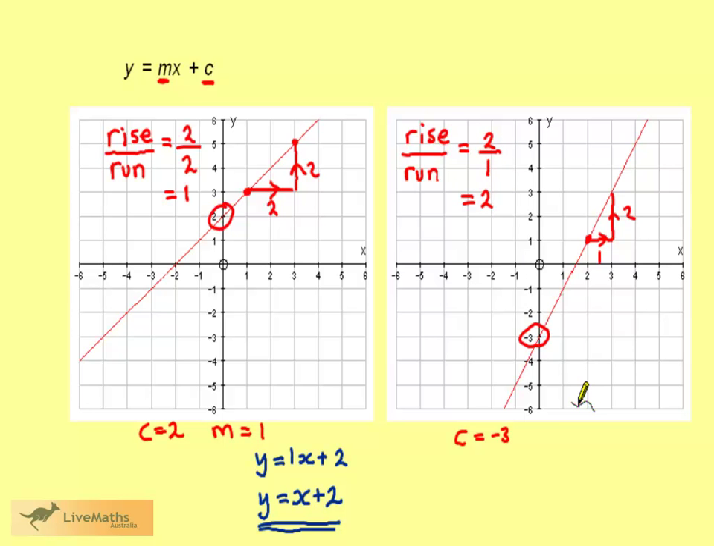It doesn't matter how large you choose this triangle. If you went across by 2 units, you'd find you go up by 4, and 4 divided by 2 is also 2. So we've found that the gradient is equal to 2. Substitute these values back into y equals mx plus c, and we have y is equal to 2x take away 3.